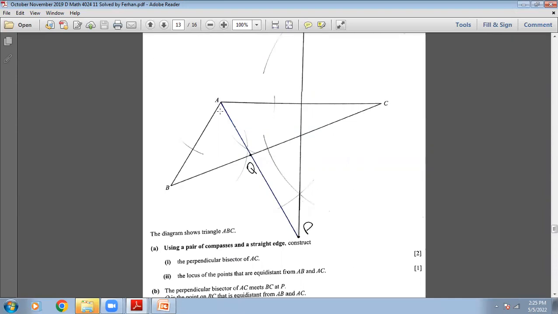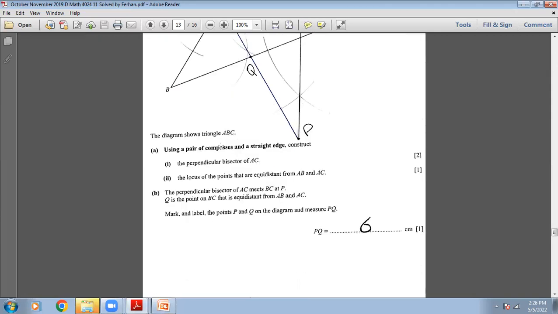So put the compass on A, put a mark on AB, put the compass on A, mark on arm AC, put the compass needle here and draw an arc in the center of the angle, put the compass needle here and draw an arc here. So join this intersecting point of the arcs with this vertex A and join it and prolong it. So this blue line is the angle bisector of the angle BAC. And if you move on this blue line, you will always be equidistant from the AB and the AC line.